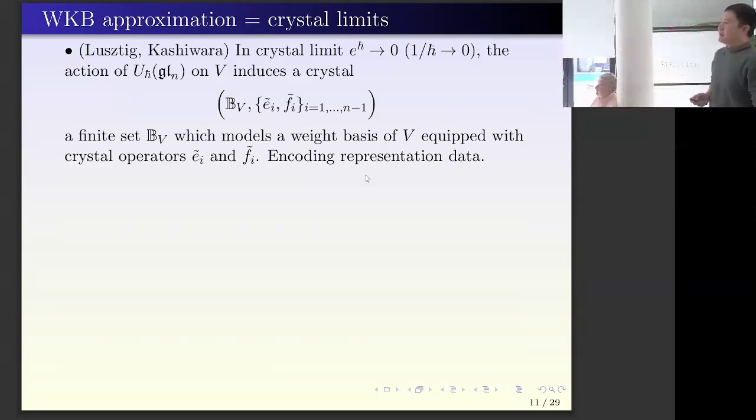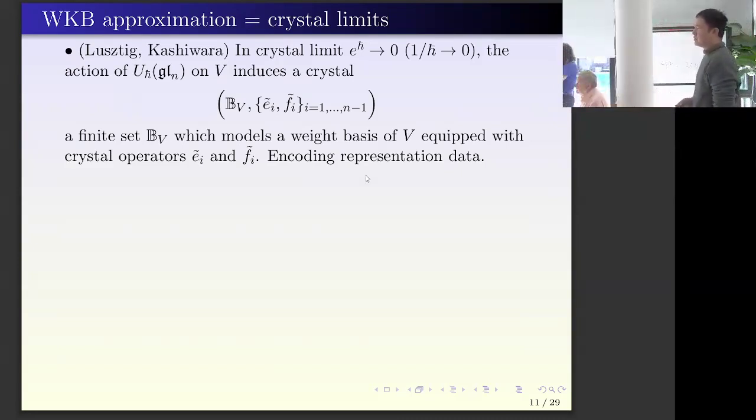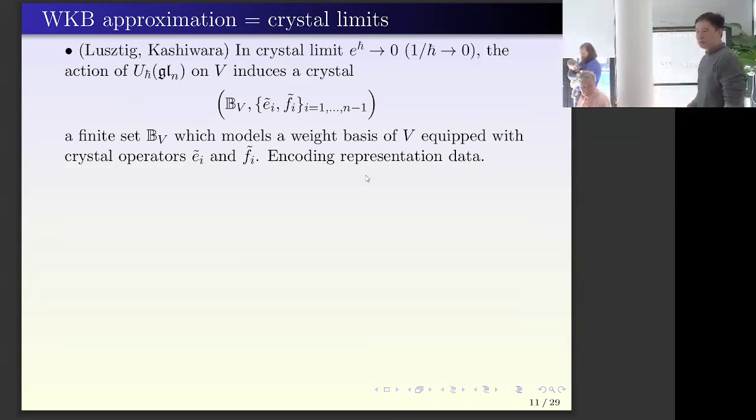But anyway, recall that in the theory of quantum groups, there is the so-called canonical basis or crystal basis theory. Roughly speaking, if we let the parameter ħ go to infinity, the algebra structure of the quantum group will become some combinatorial data of the representations. Or one can say the action of the quantum group on a module V in the limit ħ going to infinity will induce a canonical basis in the module V. This basis is just a finite set, which I call B_V, equipped with 2n-2 operators, the so-called Kashiwara operators, acting on this finite set. And this finite set models a weight basis of V.